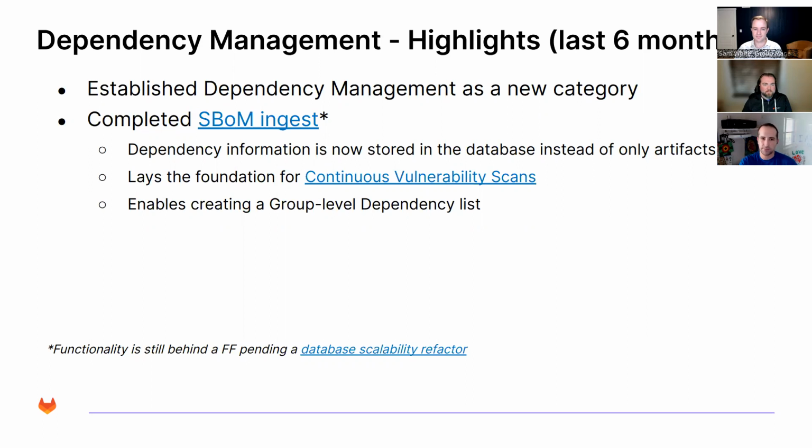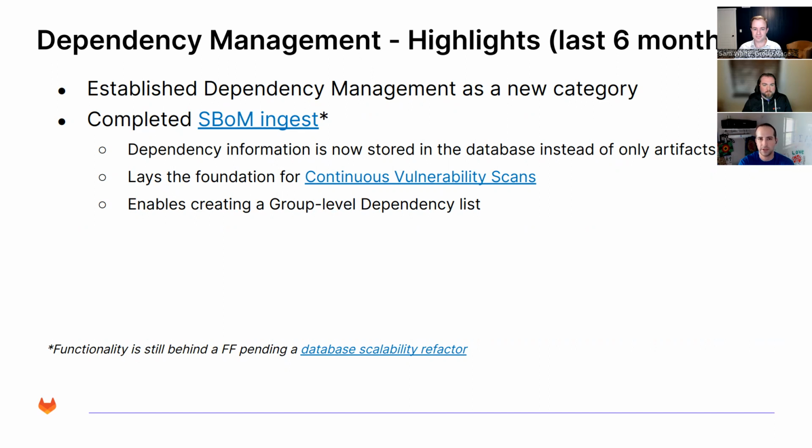This is really a big step forward for us because, again, dependency information to date has really been read from the job artifacts. We'll now be storing it in the database. We'll have a durable source of the dependency information. This is a foundational piece for continuous vulnerability scans, which is a much larger cross-group effort. And it also allows us to start creating things like group level dependency lists.